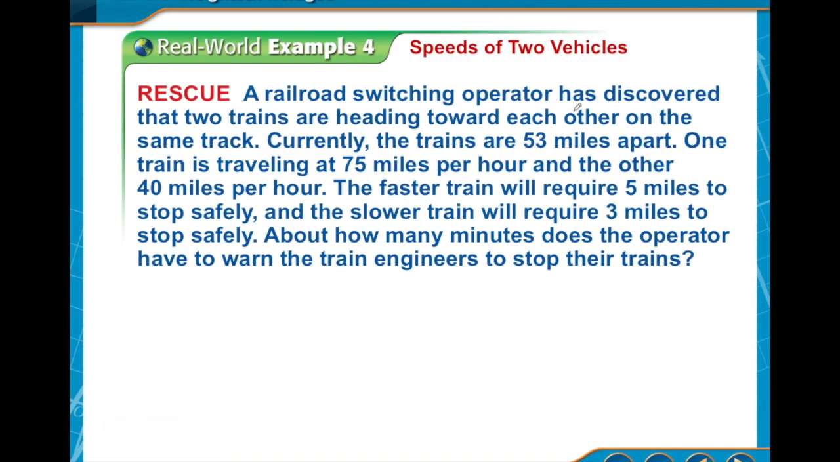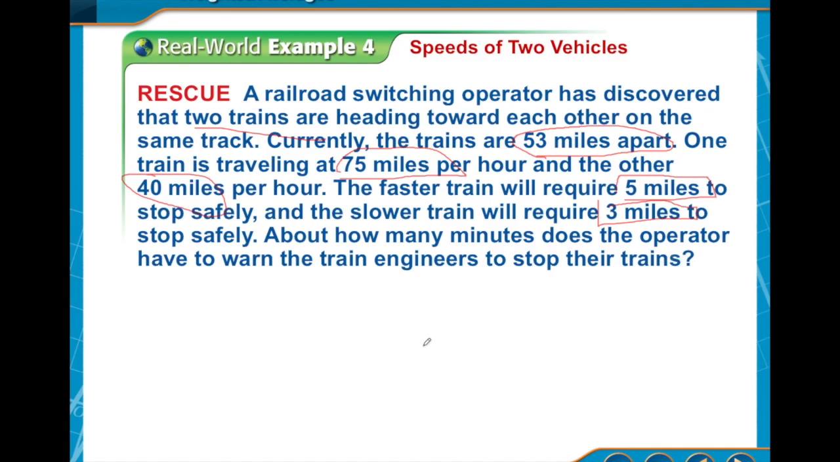A railroad switching operator discovered that 2 trains are heading toward each other on the same track. So we've got 2 trains. They're heading towards each other in opposite directions. Currently, the trains are 53 miles apart. So that's the distance between them. One is traveling at 75 miles per hour, the other at 40. The faster train will require 5 miles to stop safely, and the slower one only needs 3 miles to stop safely. So about how many minutes does the operator have to warn the train engineers to stop their trains?